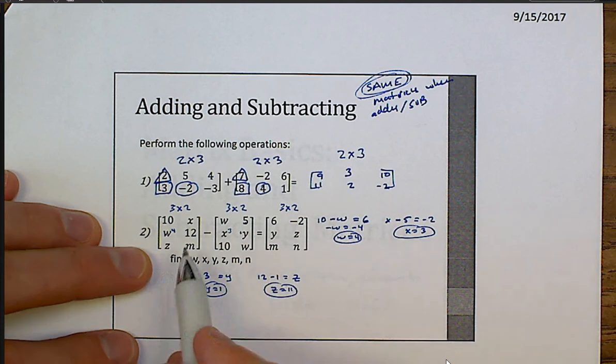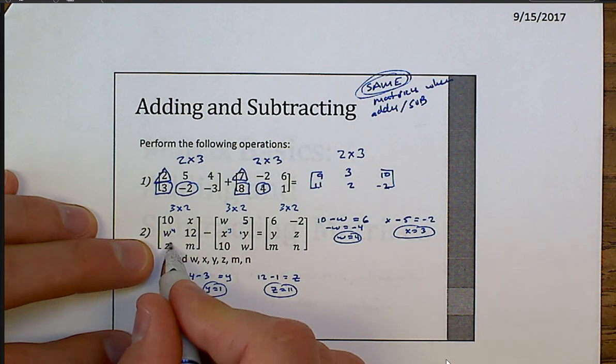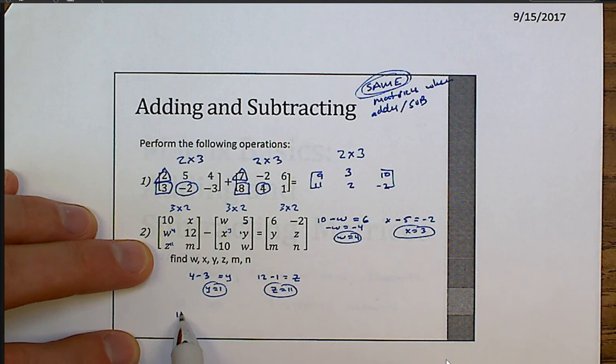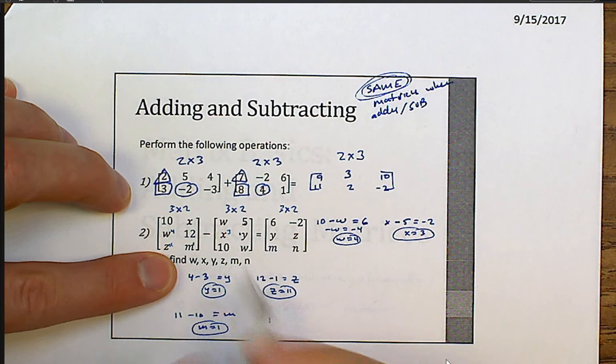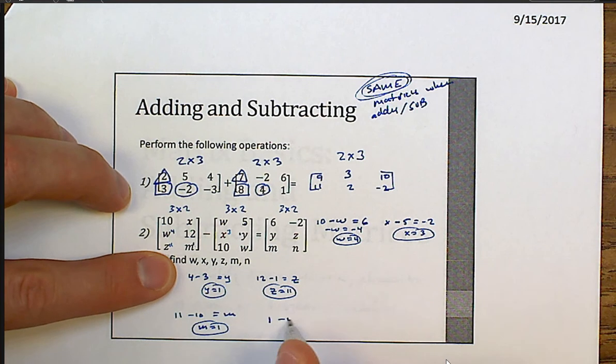Down here with Z, we just found that to be 11, so I'm going to put that in. So I'm going to have 11 minus 10 equals M. So M would equal 1. And then since M is a 1, I'm going to go M, which is a 1, minus W equals N.